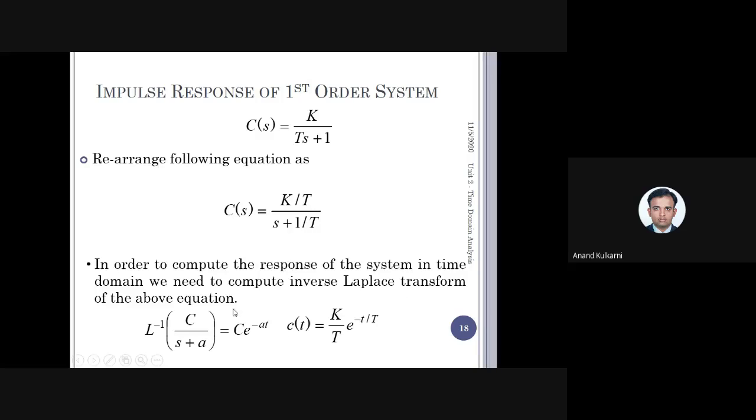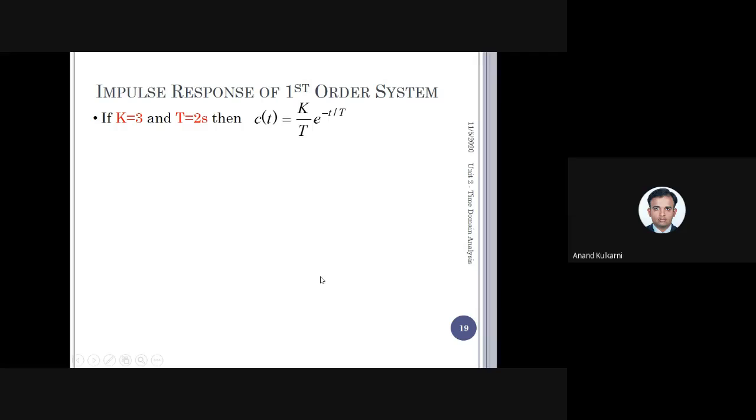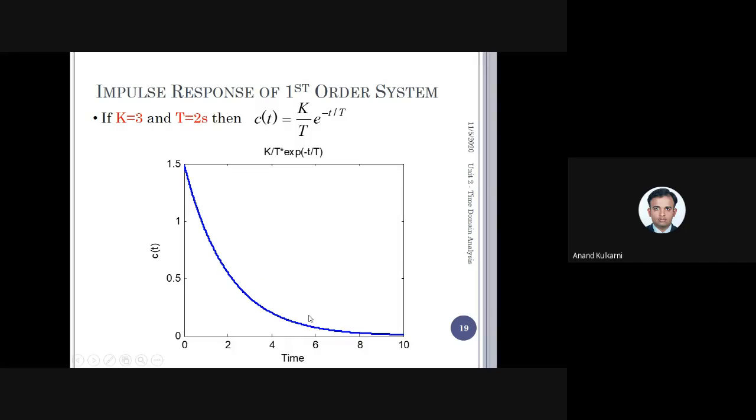K divided by T is C and 1 upon T is A. So it is K by T into e to the power minus t by T. This is the inverse Laplace of this equation. Now you have to plot this. So you have to plot the impulse response output. It will be like this.